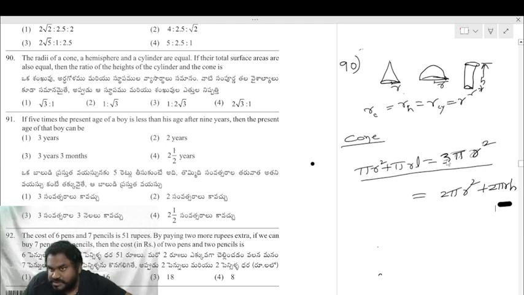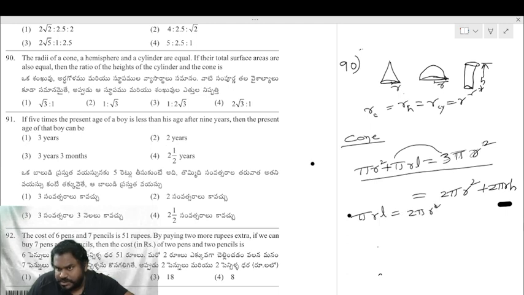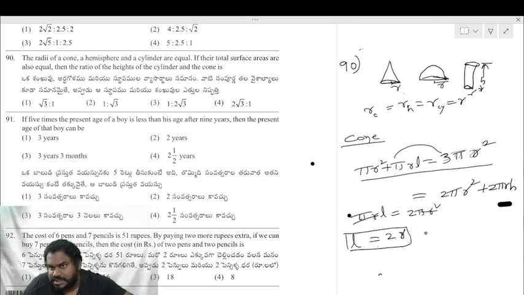3 pi r square minus pi r square is 2 pi r square. So pi r l is equal to 2 pi r square, because one pi r square gets cancelled. So pi r gets cancelled, only one r will remain. So 2r is equal to l. So just keep it like that. If l is 2r, so this one is 2r.